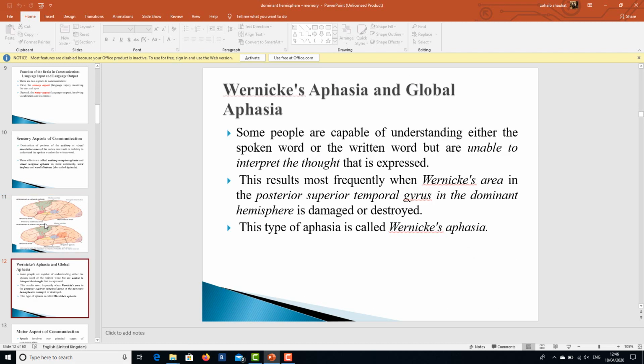Wernicke's aphasia and global aphasia. Now, some people are capable of understanding either the spoken word or the written word, but are unable to interpret the thought which is expressed. This results most frequently when Wernicke's area in the posterior superior temporal gyrus in the dominant hemisphere is damaged or destroyed. This type of aphasia is called Wernicke's aphasia.